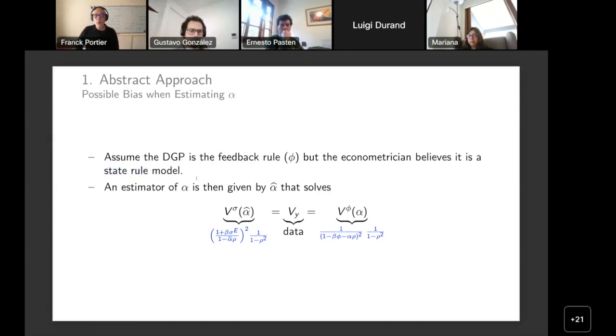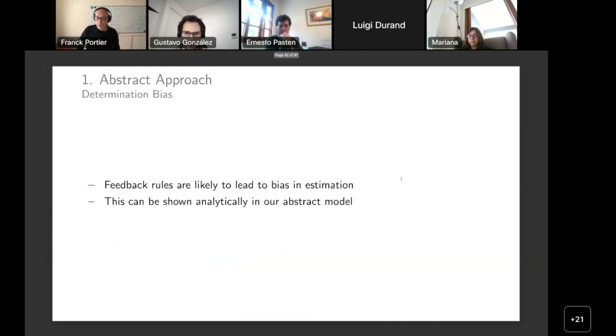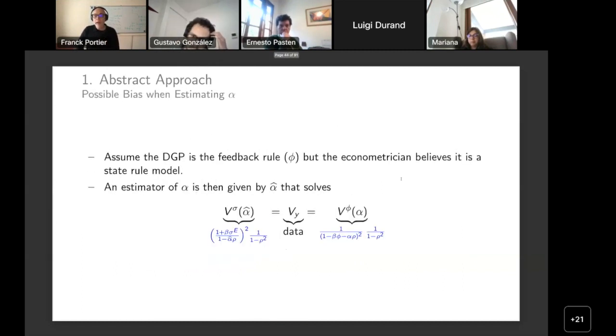If the world, I'm sorry, I'm going back. If the world is the state rule model, I know that this is the solution, right? So from there, I can compute the variance of y. That will be this guy squared times the unconditional variance of S, which is 1 over 1 minus rho squared. So under my belief that the model is a state rule model, I know that this is the variance of y.